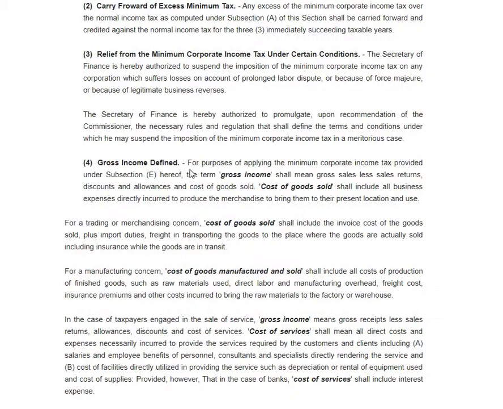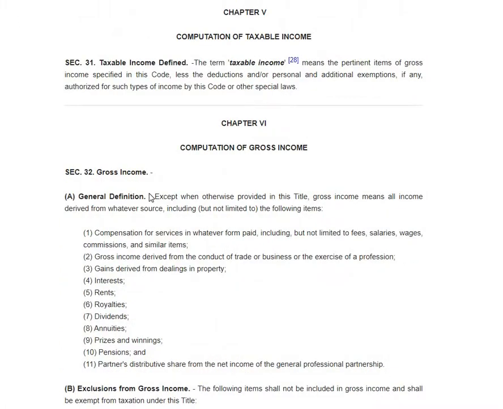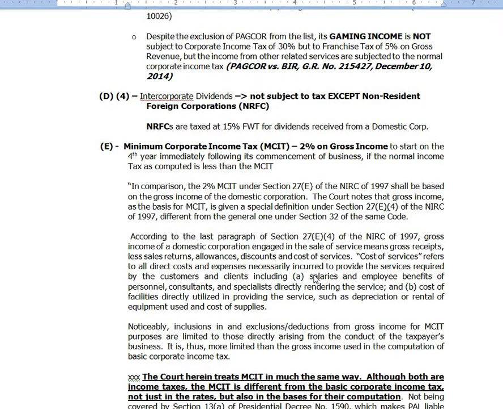E4. Gross income defined for purposes of applying the minimum corporate income tax provided under subsection E hereof. The term gross income shall mean gross sales less sales returns, discounts, and allowances and cost of goods sold. Whereas in Section 32, gross income is, except when otherwise provided in this title, all income derived from whatever source, including but not limited to the following items. So we'll go to this later, but for purposes of the discussion, here's what the Supreme Court has to say.